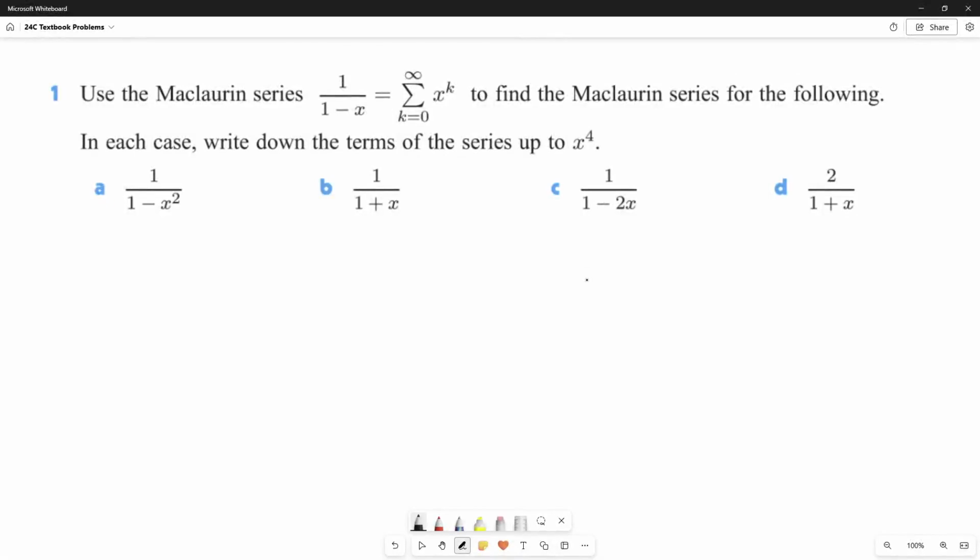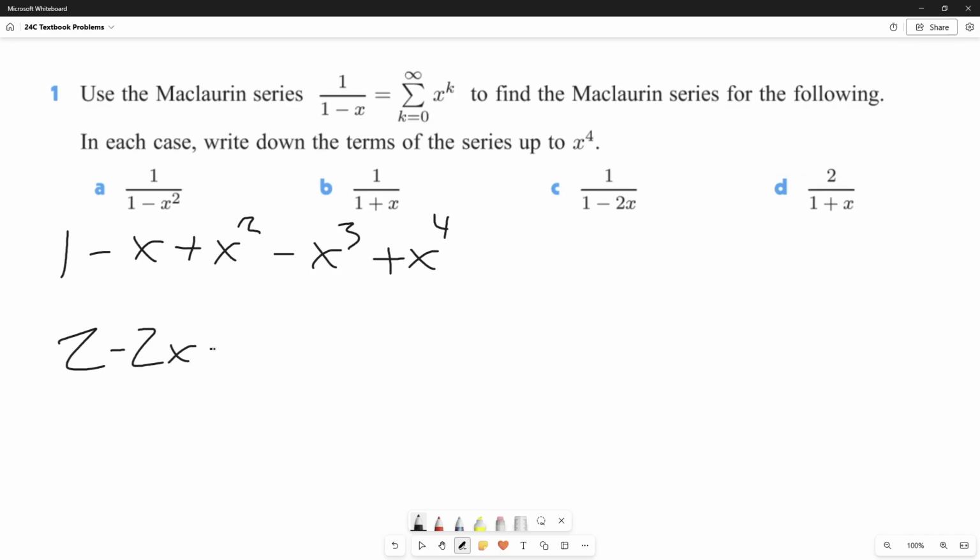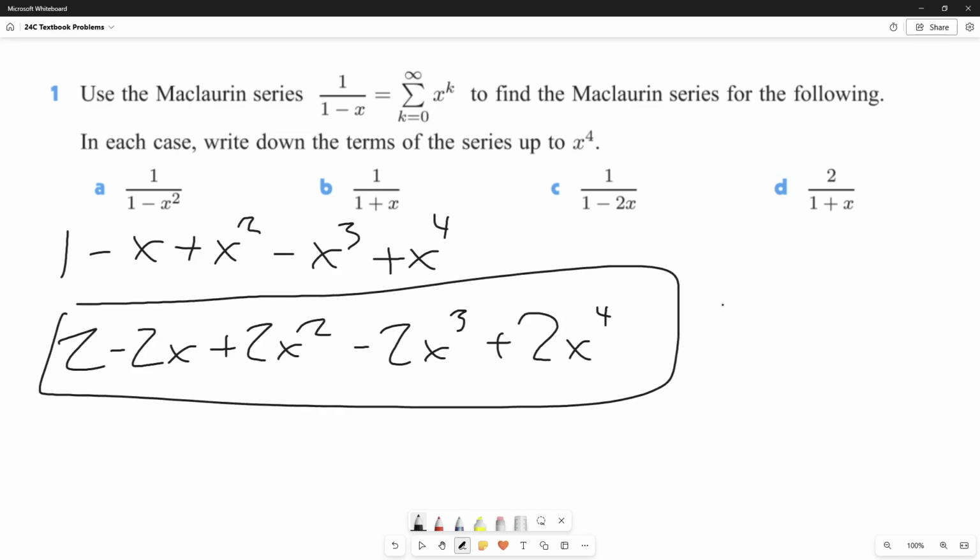In part D, you can actually use part B for your answer. If you don't have it written down, you should have it written down. It's 1 minus x plus x squared minus x cubed plus x to the 4th for part B. And D is just that multiplied by 2, because 1 times 2 is 2. So 2 minus 2x plus 2x squared minus 2x cubed plus 2x to the 4th. And that's your answer for part D.